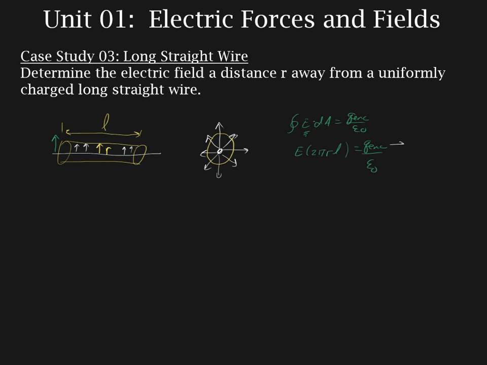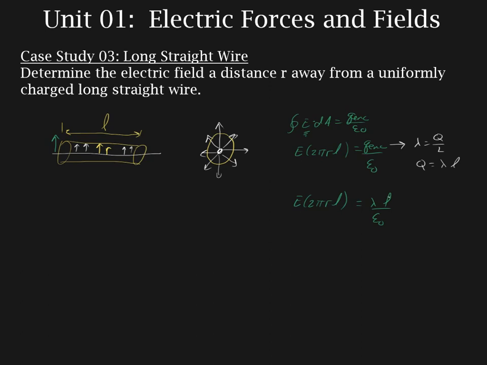And that Q enclosed is going to be dealt with using charge density. If you actually know how much charge is enclosed, that's fine. But if you don't, then you're going to use charge density. And we know that lambda is equal to Q over L. So Q enclosed is equal to lambda L, and that's going to be the length of our cylinder. So we get E times 2 pi RL is equal to lambda L over epsilon naught.